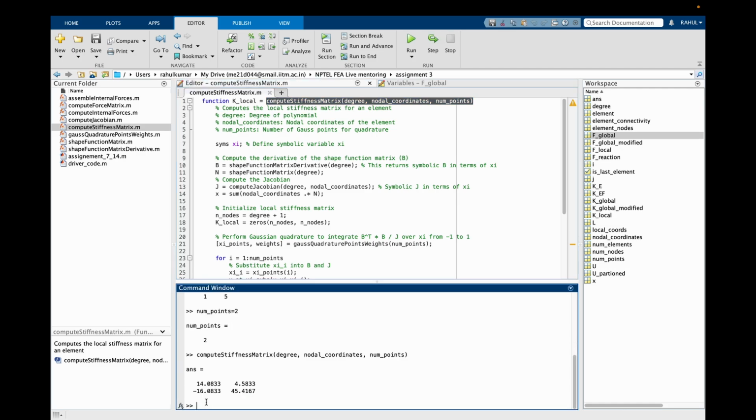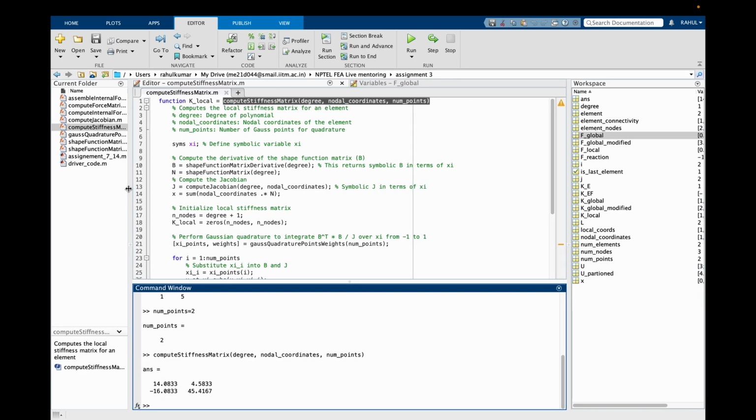Okay, so here you can see that we got the stiffness matrix. In the problem I think it is asking for k11, k12, k21 and k22, right, in four problems. Am I right? Confirm it.